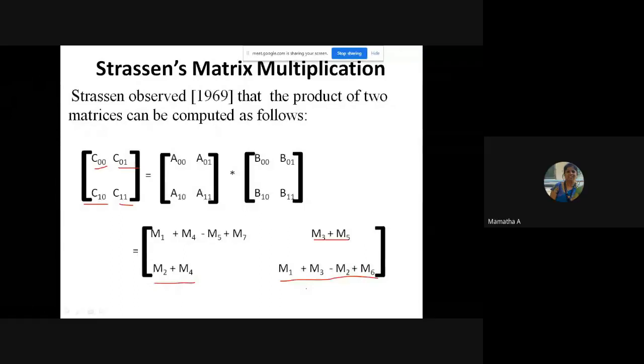Now, what is running in your mind? Definitely, what is this M1? What is this M2? There are 7 values to be computed, that is from M1 to M7. If you have these values, you can get this formula. So you have to remember this formula.